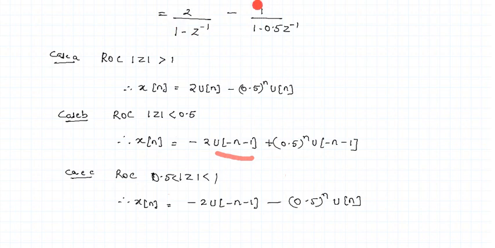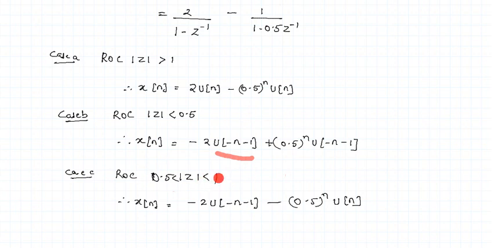Similarly, analyze the remaining half of the equation with respect to this ROC. What is the pole value here? The pole value is 0.5. And what is the ROC? The ROC is greater than 0.5 and less than 1. With respect to the pole value at 0.5, the ROC is outside, because the ROC is greater than 0.5. So for this part of the equation, the ROC is outside the circle.